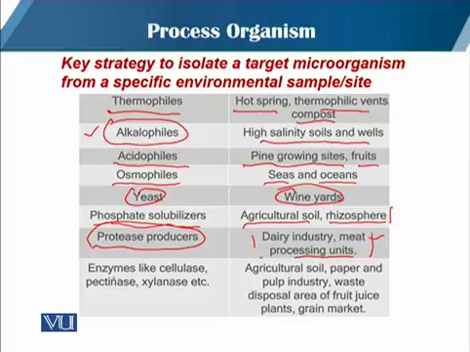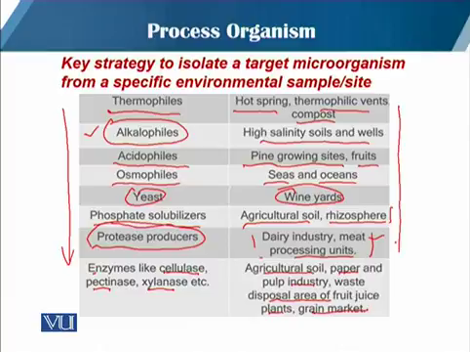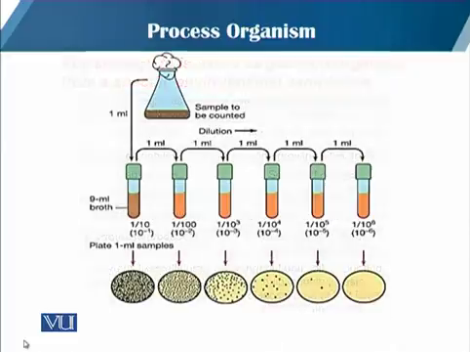If we want to isolate microorganisms that have the potential to produce cellulases, pectinases or xylanases, then the choice is agricultural soil, paper and pulp industry, waste disposal areas of fruits, plants, grain market. So according to our desire, we can select different habitats, and accordingly we can isolate the organism having the desired characteristics.